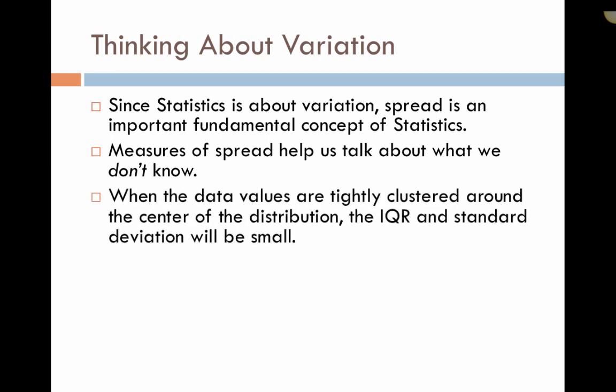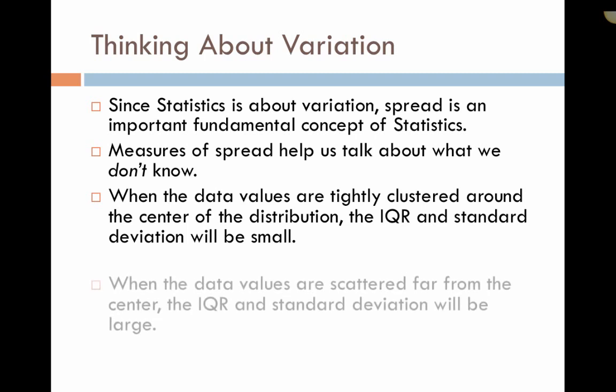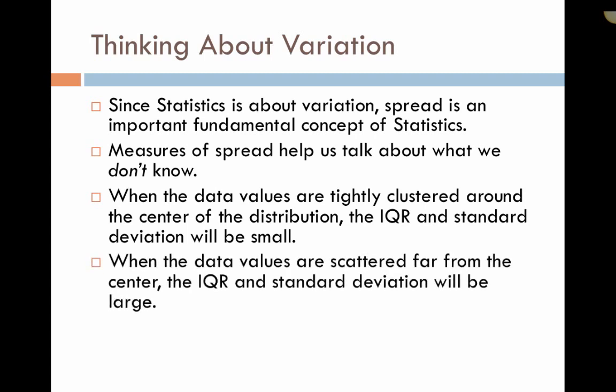When data values are tightly clustered around the center of the distribution, the IQR and standard deviation will be small. A small measure of spread gives a small standard deviation and IQR. If the data values are all scattered out, so they're all very spread out from each other, the IQR and standard deviation will be large.